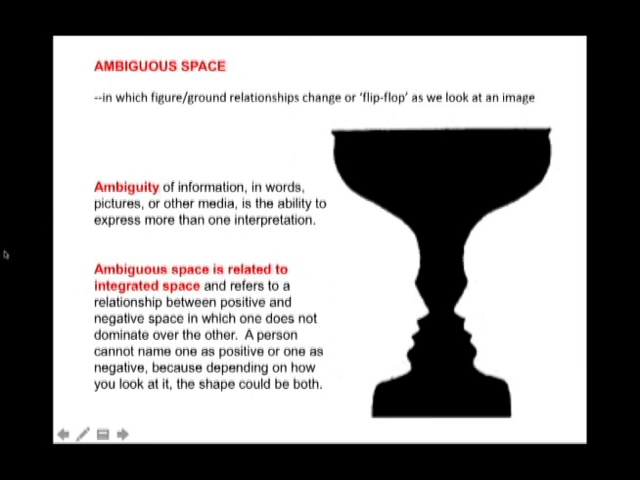Ambiguous space, the goal, the point of assignment 3, is a space in which figure-ground relationships shift or change or flip-flop as we look at an image. And this image of the black vase with the two white faces on either side of it, probably one that you've seen in some form, it's the classic example of an ambiguous space. Ambiguous space is a special case of the interacting or integrated positive and negative shape that we've been looking at. And this is what you're going to be asked to create in assignment 3.